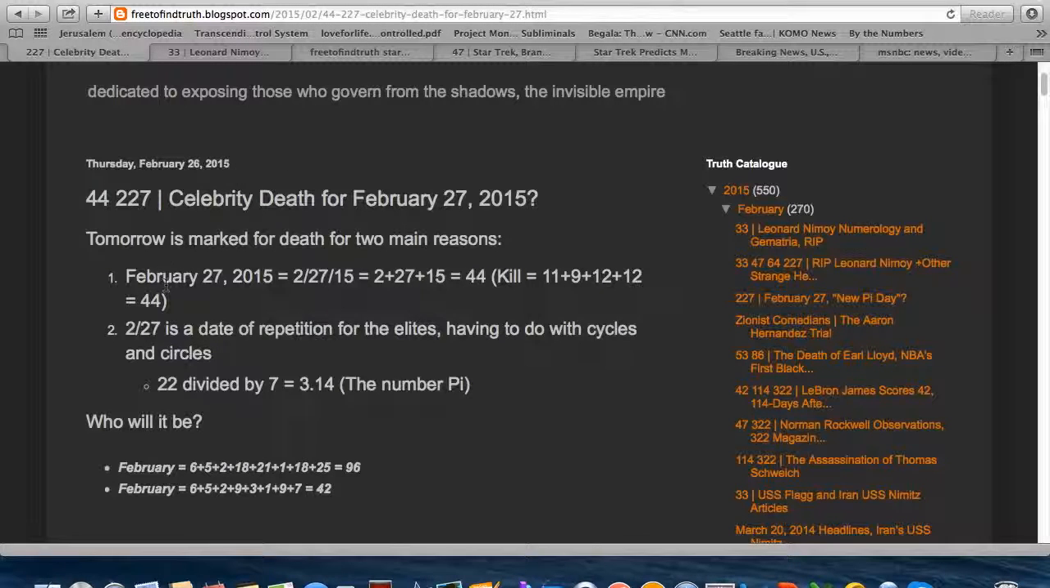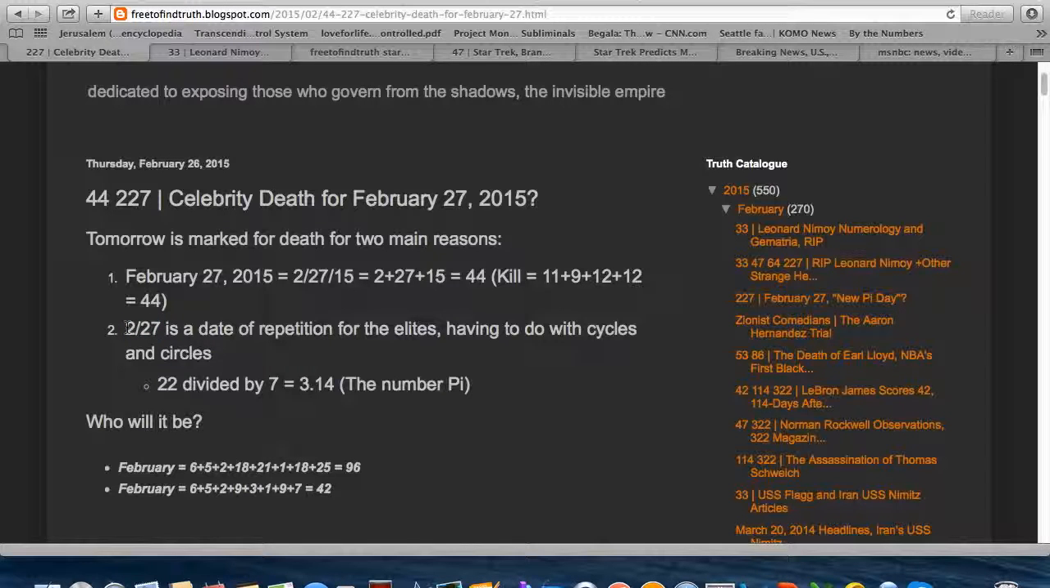So, today, the date of Leonard Nimoy's death is February 27th, 2015. What stands out about this date is its numerology. 2 plus 27 plus 15 sums to 44, like the word kill in simple English gematria. This number is very much associated with death, and so is the number 227, which also ties into other things besides death. But what it represents is cycles and circles.